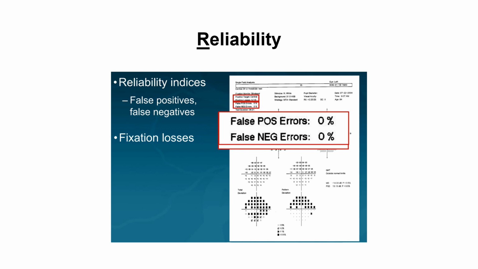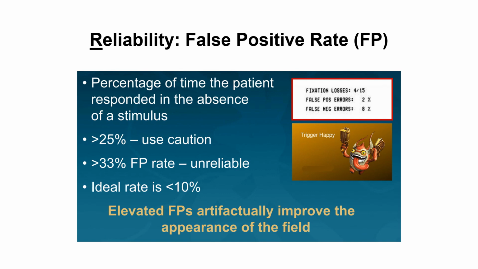Here you will see the details related to the brightness, and here you will see the data related to the reliability indices. The first index is the false positive rate, which is very important to check that this visual field printout is reliable. It's the percentage of the time that the patient responded in the absence of a stimulus. And the ideal rate should be less than 10%.